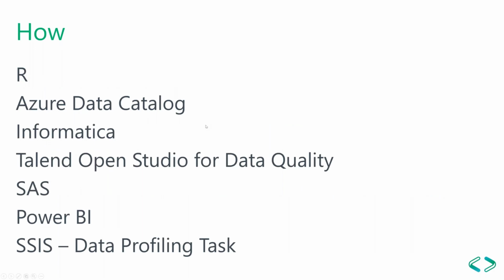So, all right, we know what it is and we know why we want to do it. So how would we do it? Well, if you are familiar with R, you can do it in R. That's great. Azure Data Catalog has some really cool stuff in there, but it's kind of tedious to set up, and you have to get a subscription to Azure, and it's still on V1, and I haven't seen it get a whole lot of love. But it is out there, and once you do get set up, it is actually pretty cool, and you can use it. Informatica has a paid-for product that you can use.